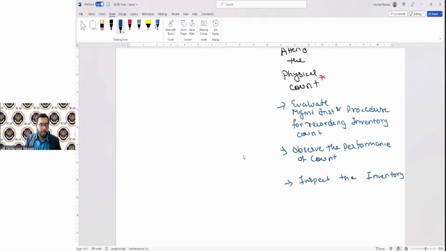I'll note all the details. Even in some cases, we take pictures of the warehouse as audit evidence, and we'll keep it. Okay, this is how the inventory was kept, and because of which we are seeing that this inventory is not in good condition.